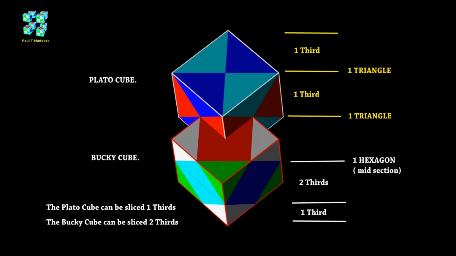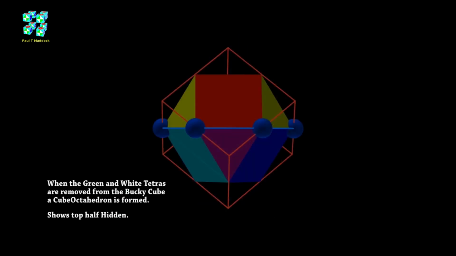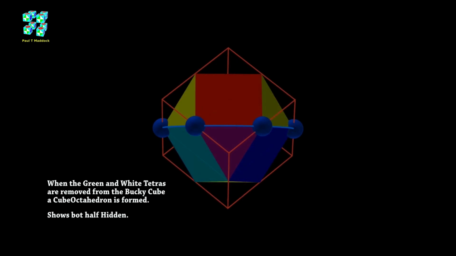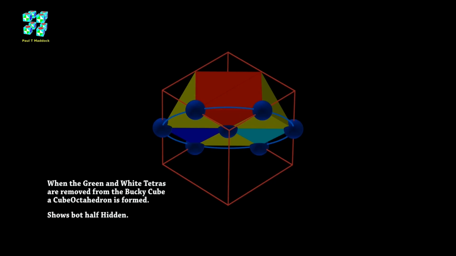Now on the Bucky Cube, if you take the green and the white pieces away, we are left with a cube octahedron. Now watch what happens when I split the cube octahedron. I'm left with an arrangement of 6 blue balls in a hexagon shape. Now I'm going to do the opposite. I'm going to take the bottom away and rotate it around, and you can see that we have 6 balls with a yellow arrangement. Isn't that something?